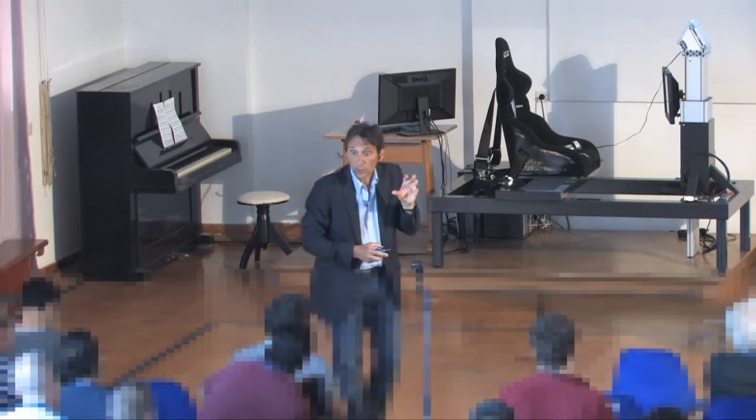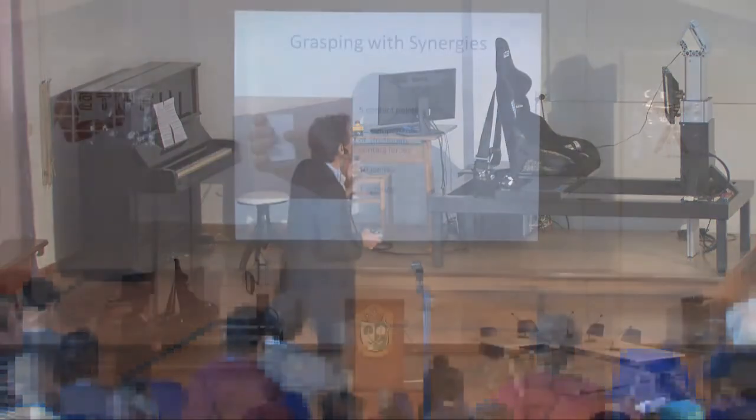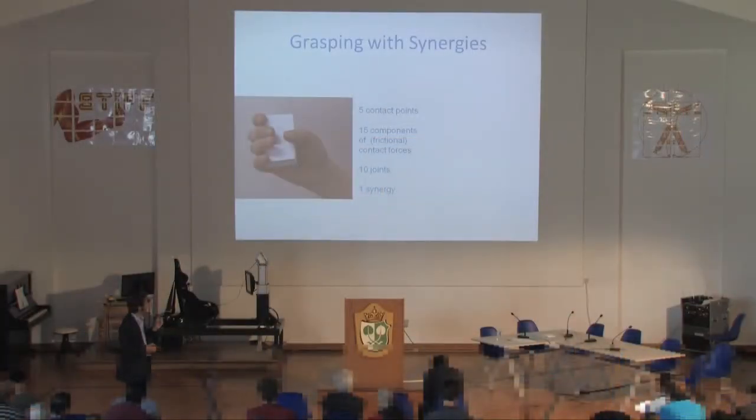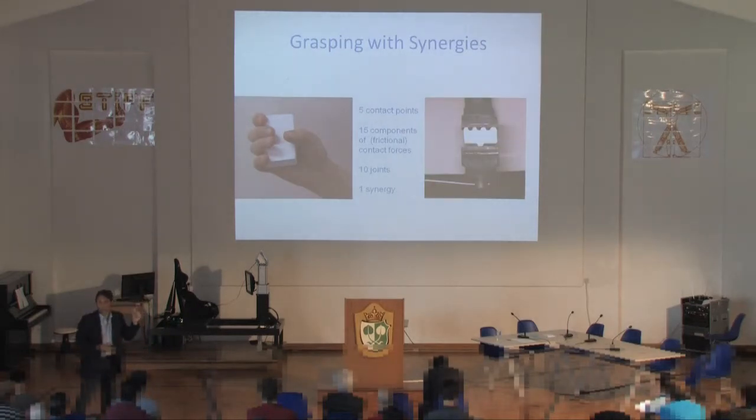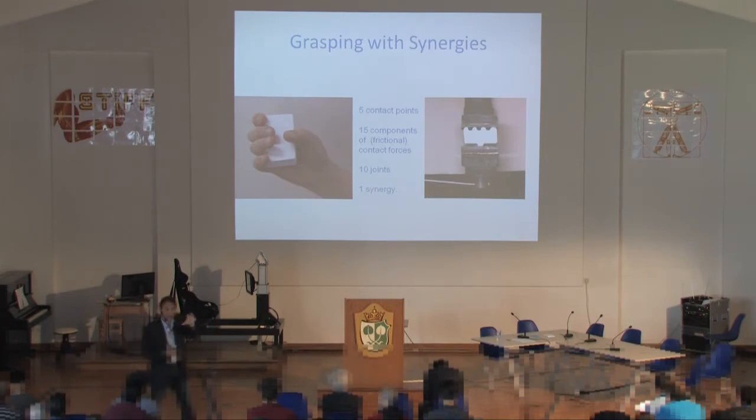The situation is even worse if you use synergies. Assume that you are using one synergy, for instance. That basically means you are using 1 degree of freedom. You are connecting contact forces and using 1 degree of freedom that combines all of them. Therefore, in this case, you have only 1 to control 15, which is impossible.